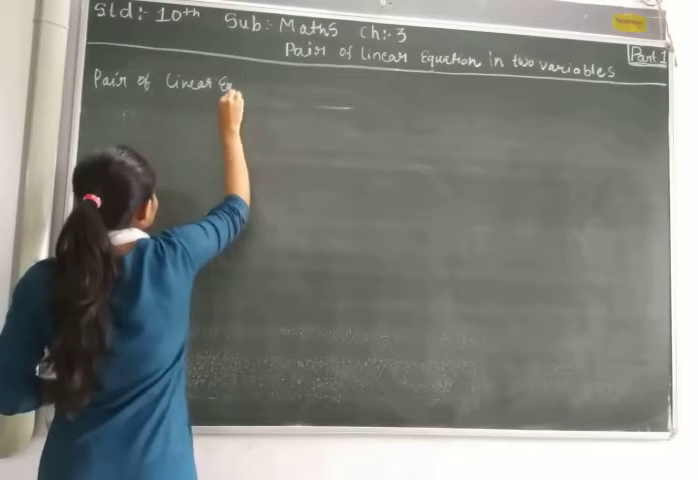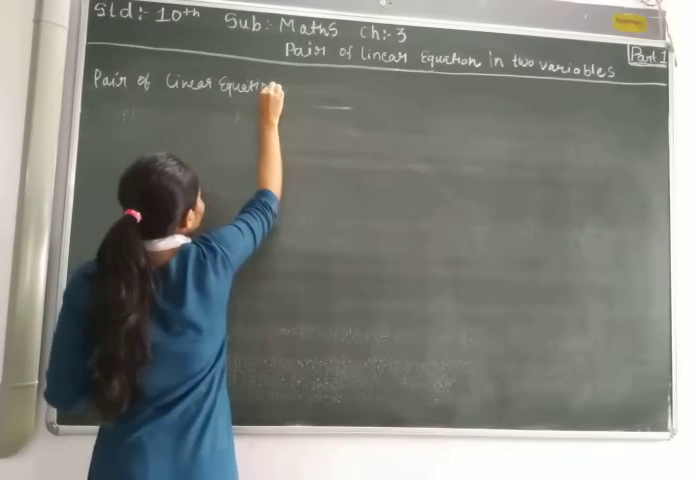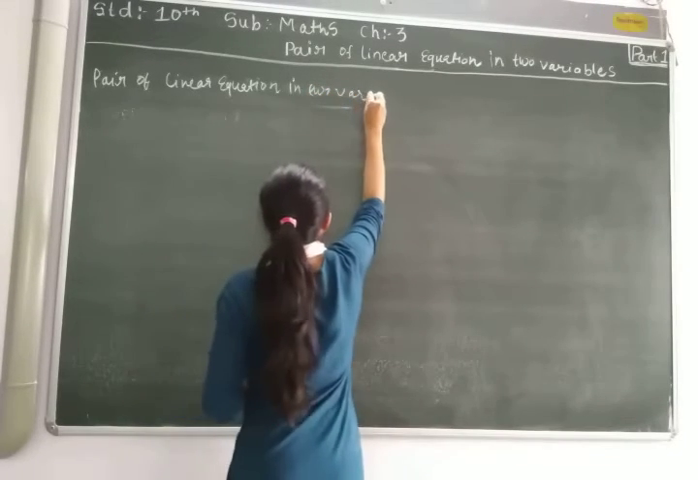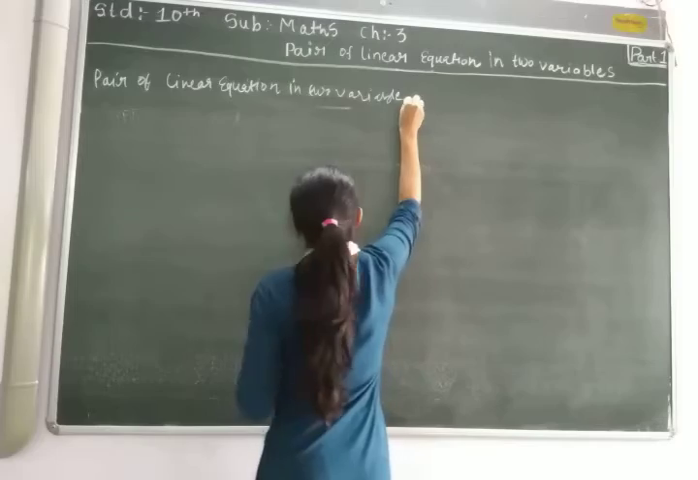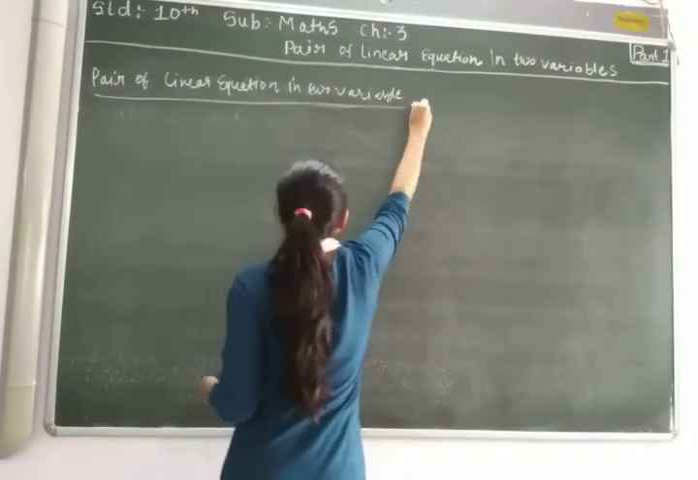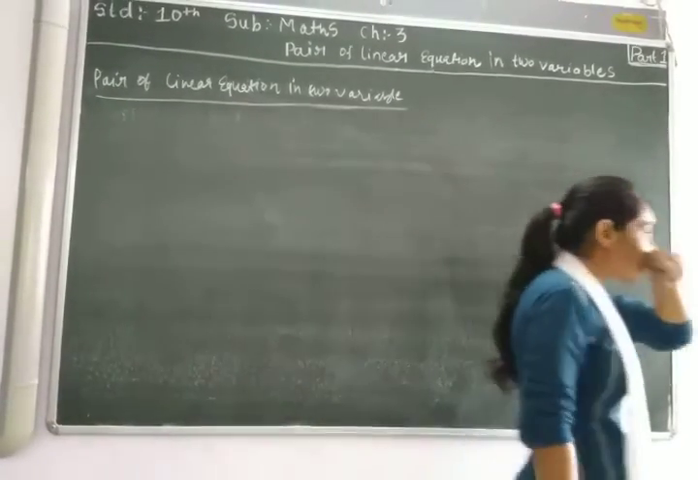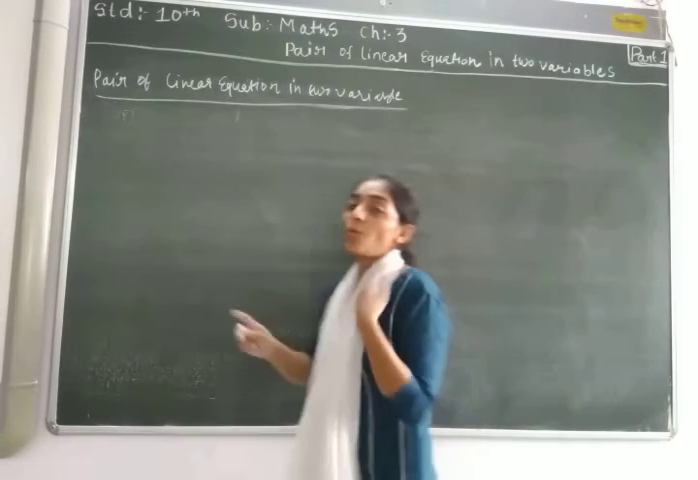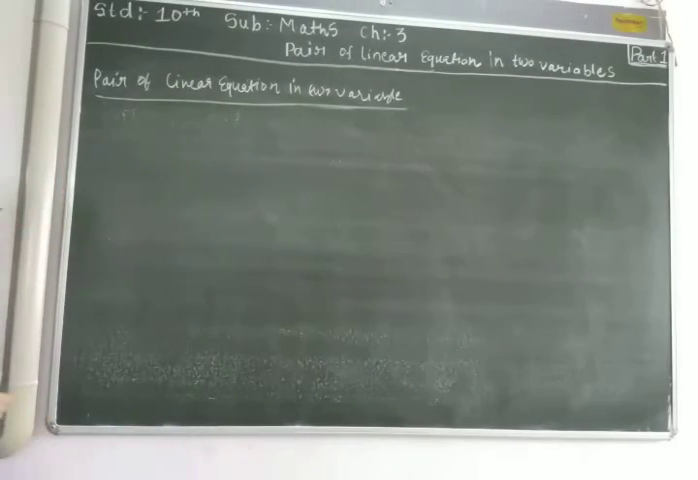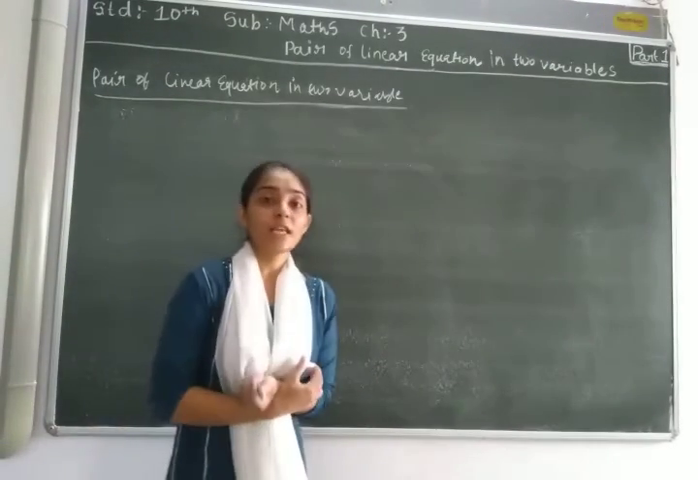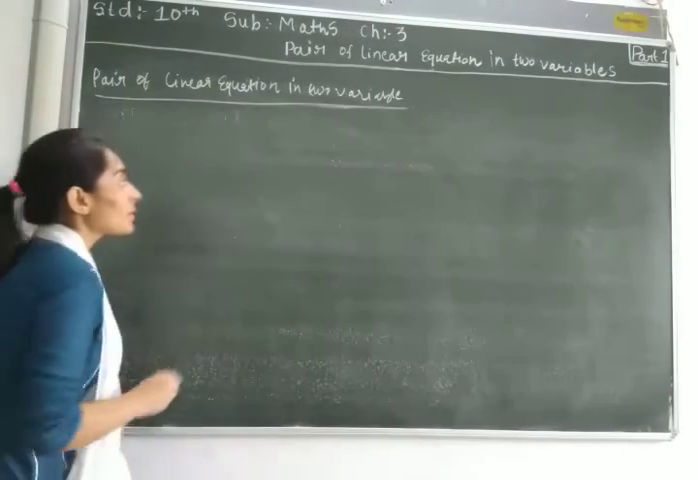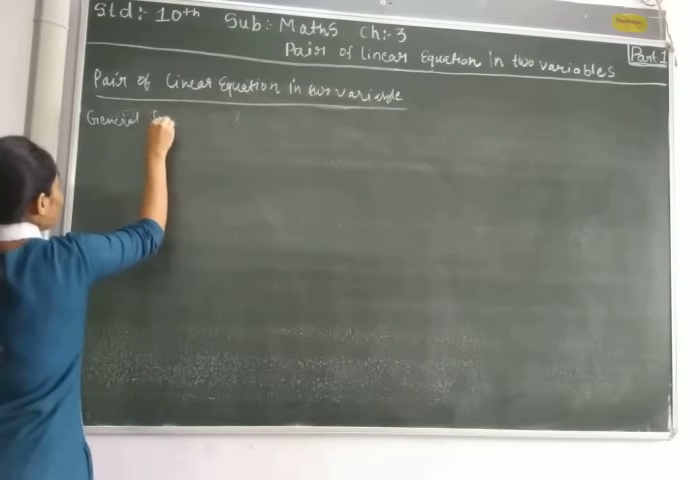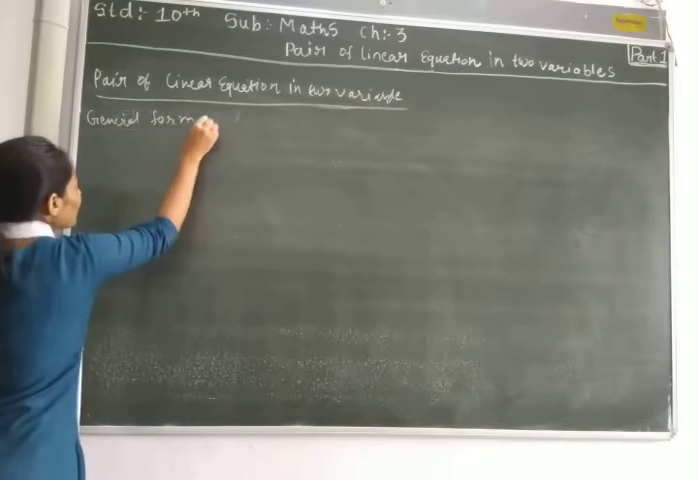Linear equation in two variables. Pair of linear equations means there are more than one equation. Pair means there is more than one equation. Can we write it in a general form? The general form.